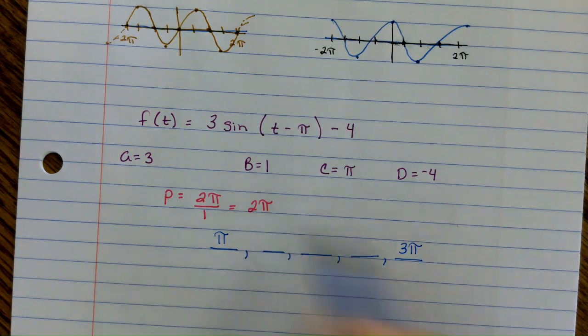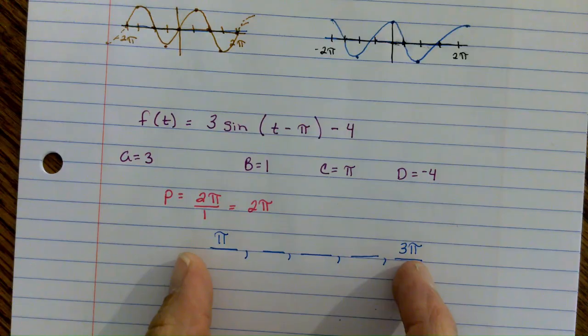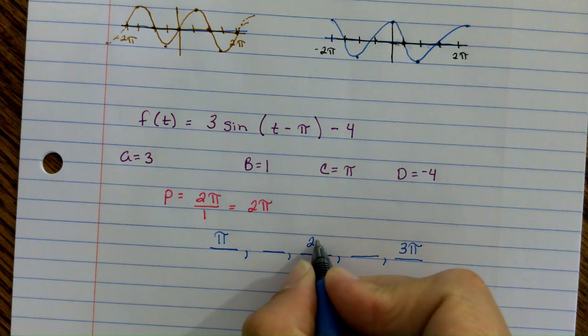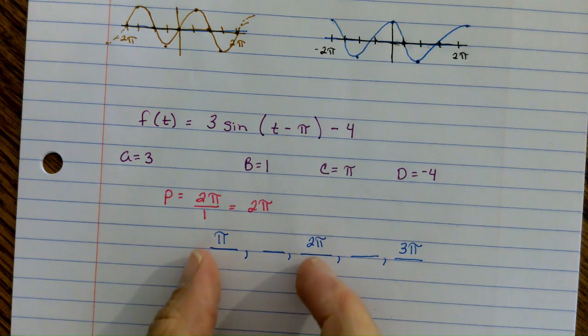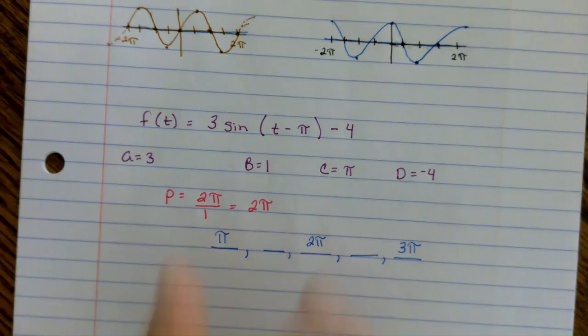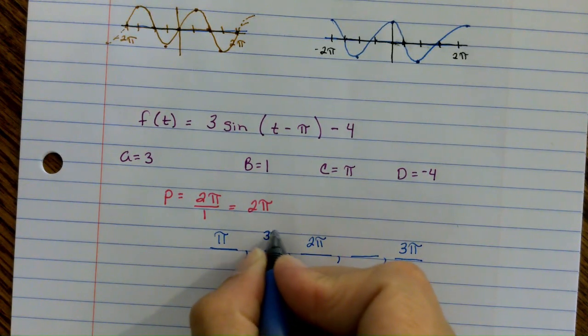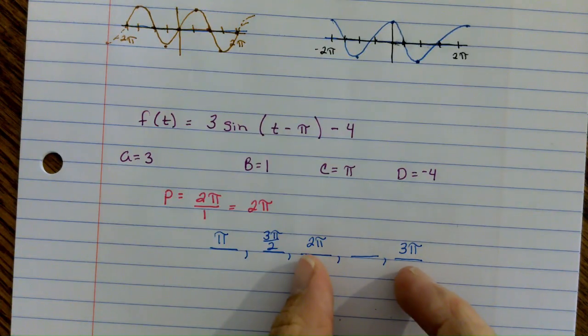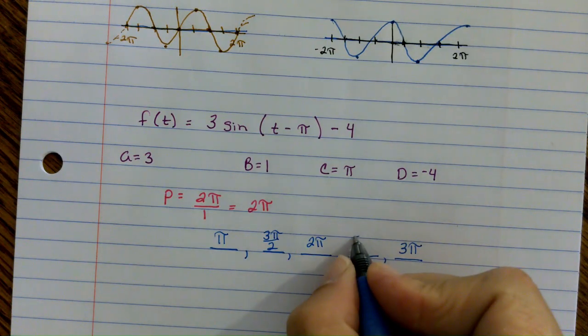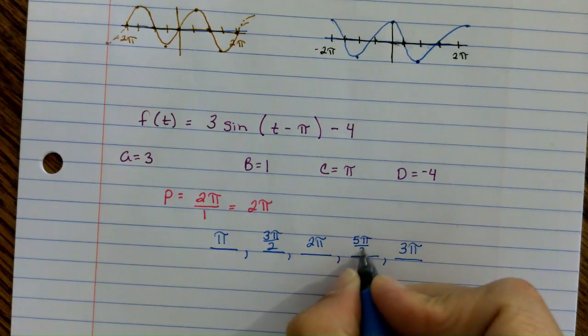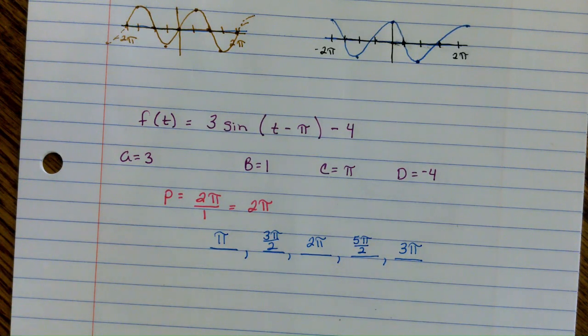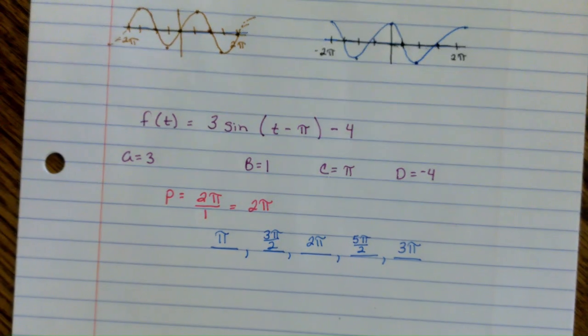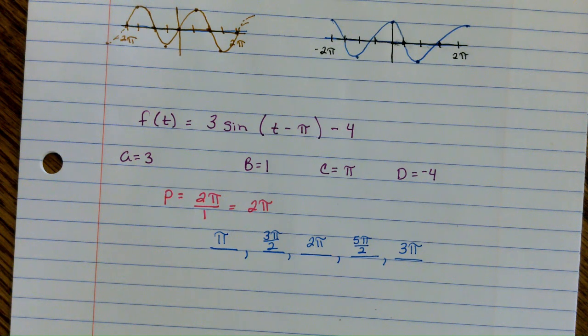Now some people don't like to do another thing. Well, it's halfway between 1 pi and 3 pi. 2 pi. What's halfway between 1 pi and 2 pi? 1.5 pi's. What's between 2 and 3? 2.5. And 5 divided by 2 is 2.5. Okay, there are our 5 key values.